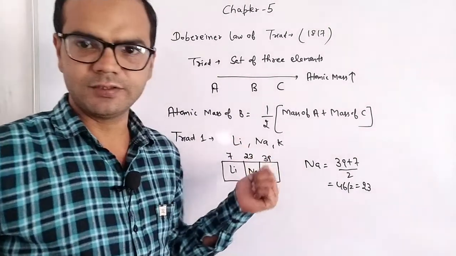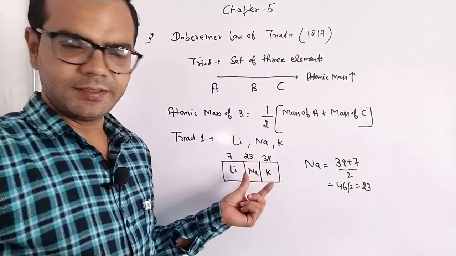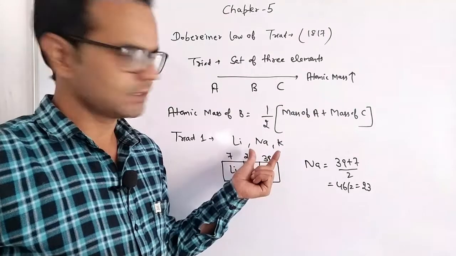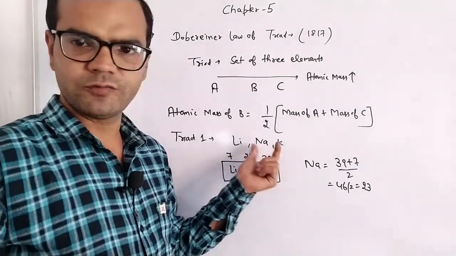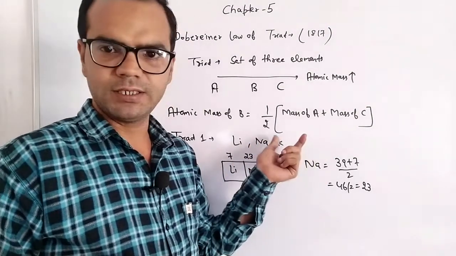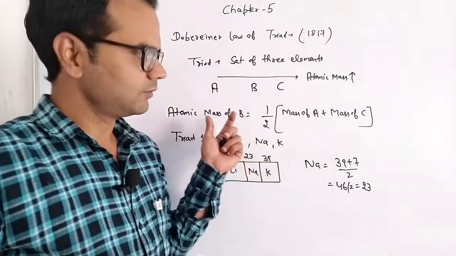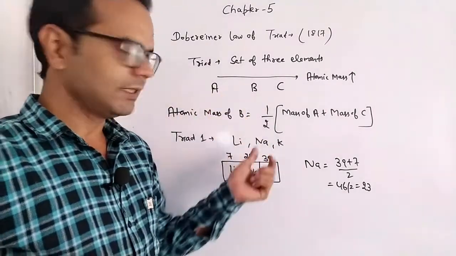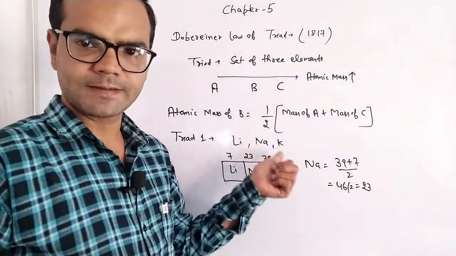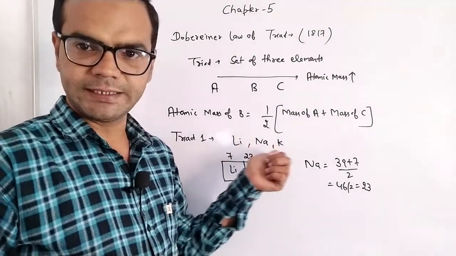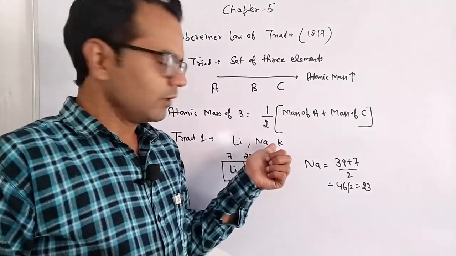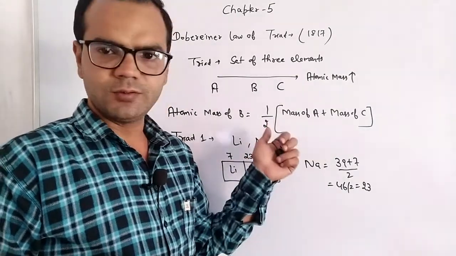And interestingly, one thing more, the properties in a triad were similar. For example, lithium, sodium, potassium, they all are reactive metals. They have valency 1, monovalent cations, and they quickly react with water to form soluble hydroxides called alkalis. So somehow Dobereiner's law was applicable to triads because all these three elements have similar properties. All are metals, all are reactive metals, all form monovalent cations, all quickly react with water to form a soluble hydroxide.